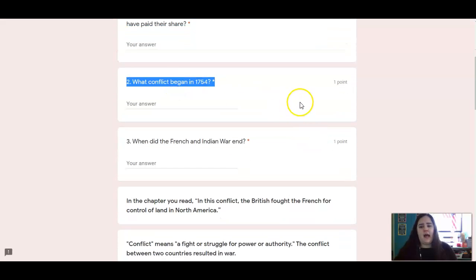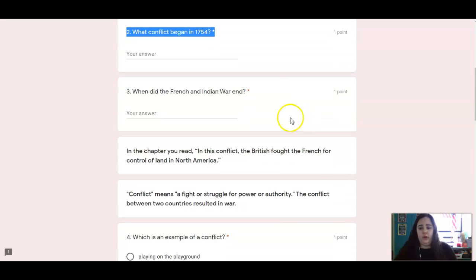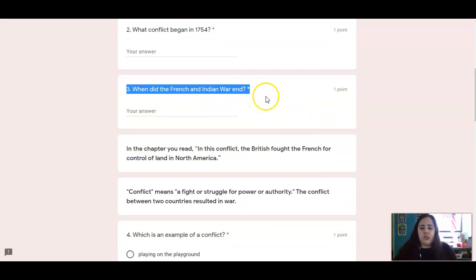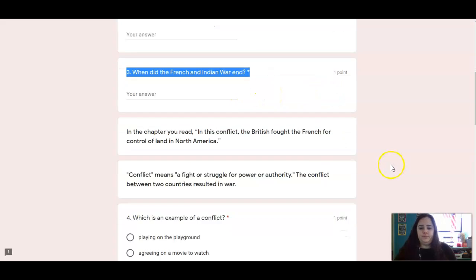Number 2, what was the conflict that began in 1754? So go back to the reading. Look for that date, 1754. When did the French and Indian War end? So I'm looking for a year here. Look for the year that the French and Indian War ended.